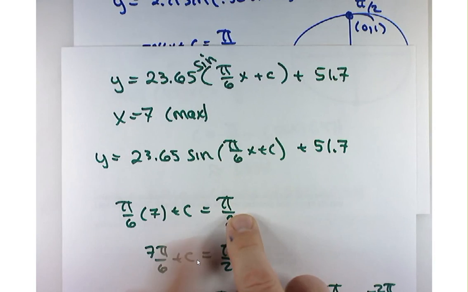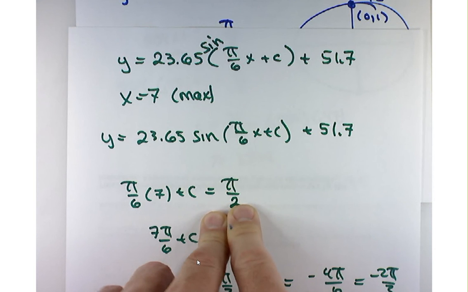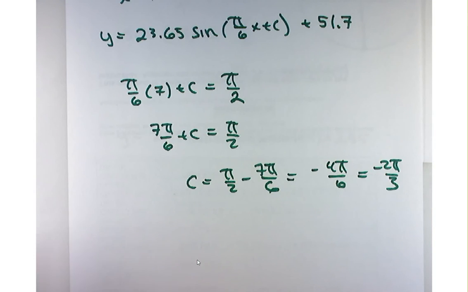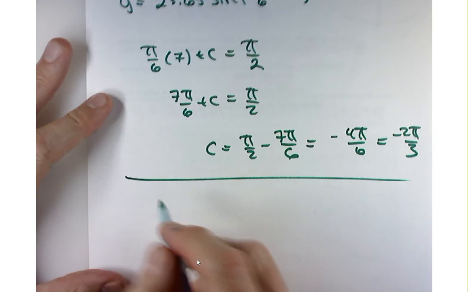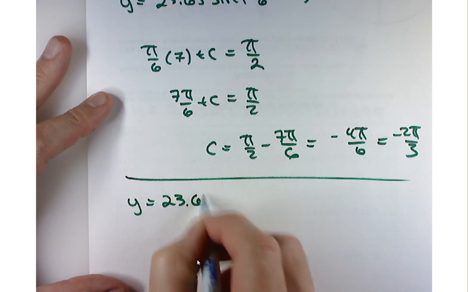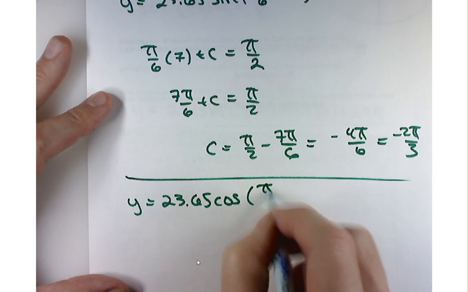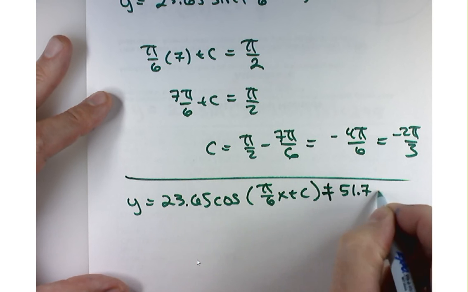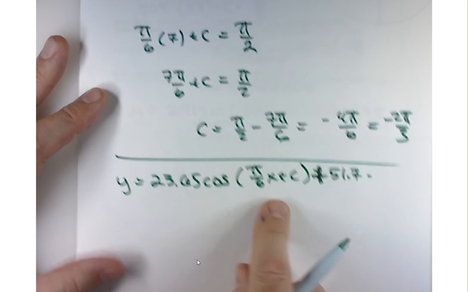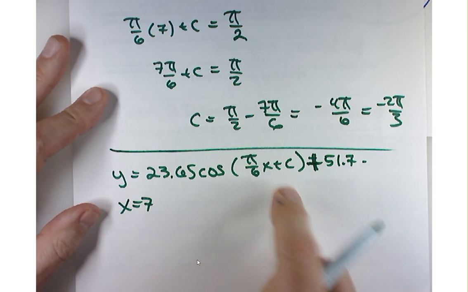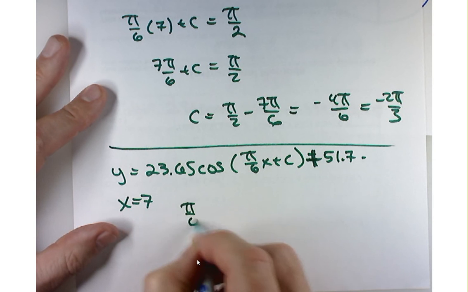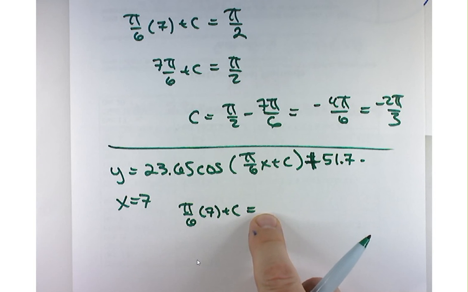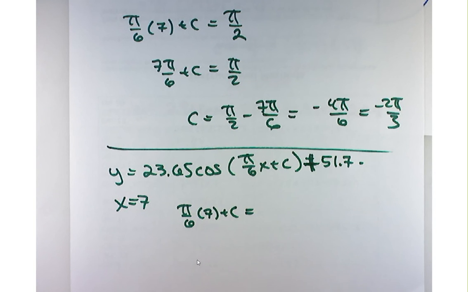So pi over 2, that's what you'd use for a sine function. But where does cosine have its maximum? If I wanted to do this for a cosine function, then I'd have to use a different maximum. So if I wanted y equals 23.65 times cosine of pi over 6x plus c, plus 51.7, if this was my model, and I said, all right, x equals 7 is my maximum, so that's going to be pi over 6 times 7 plus c. You're going to have to think a little differently. Where does the cosine function have its maximum?